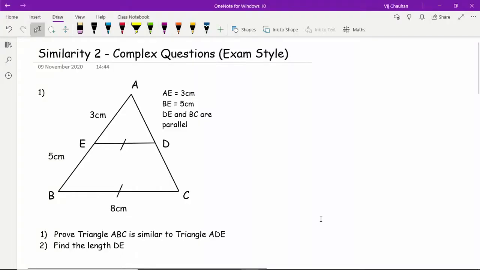So I've found, going through exam papers, that there tend to be two general questions that you get asked when you're dealing with similar triangles in exam papers. So we'll go through the first one.